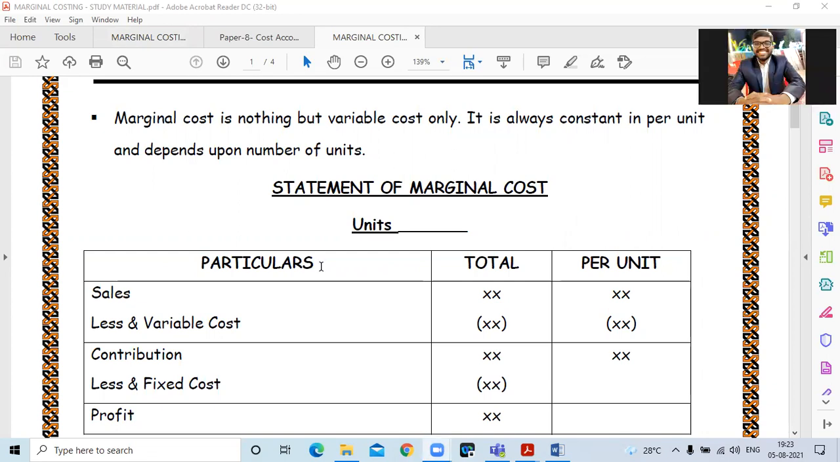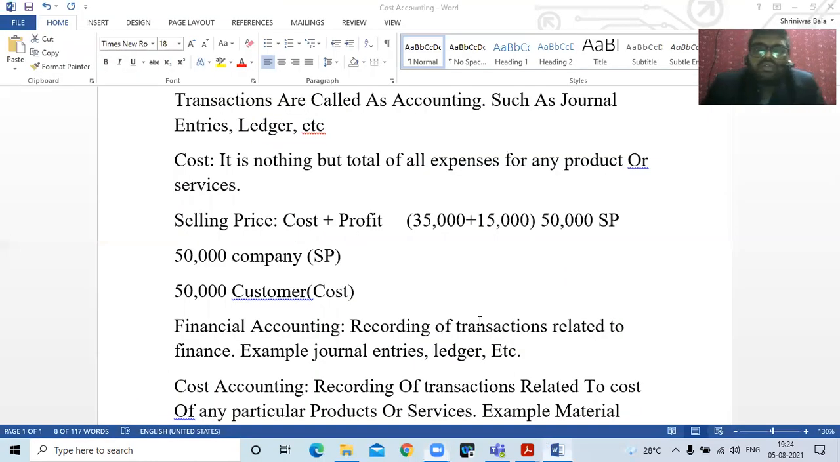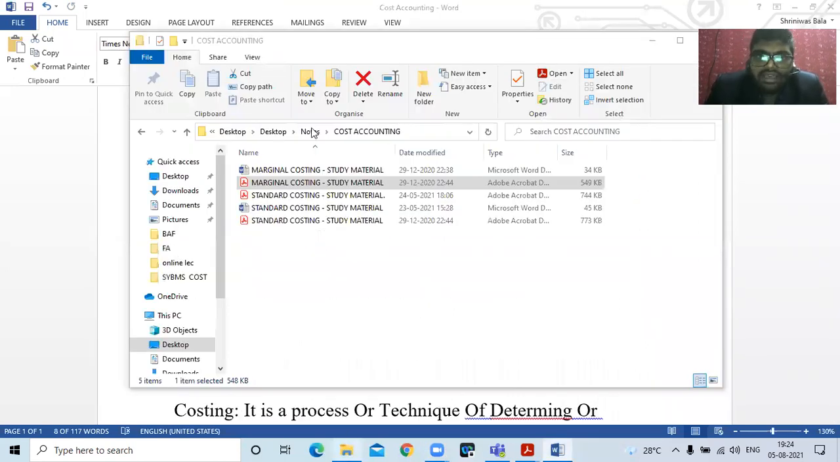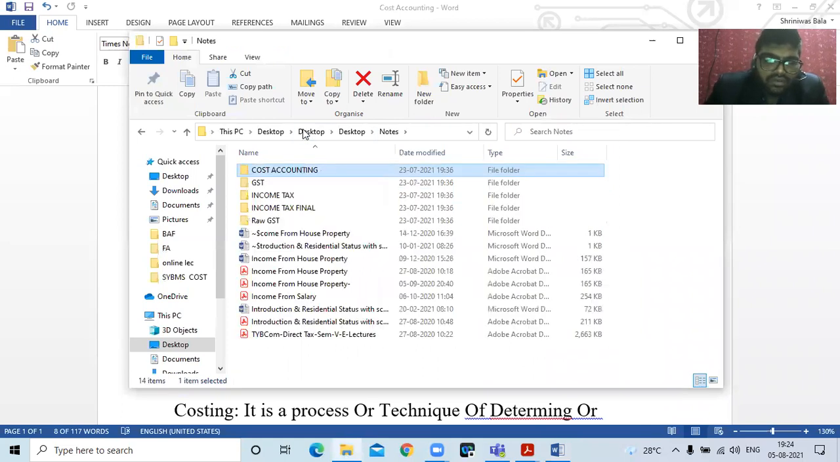Before starting your topic marginal cost, first we will be discussing types of cost on the basis of behavior. On the basis of behavior, you have two types of cost. One is your variable cost and second is your fixed cost.